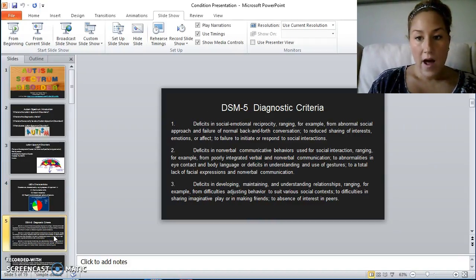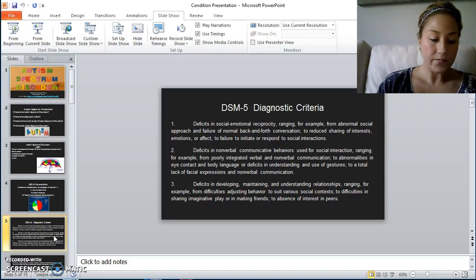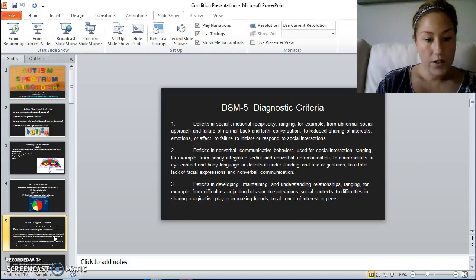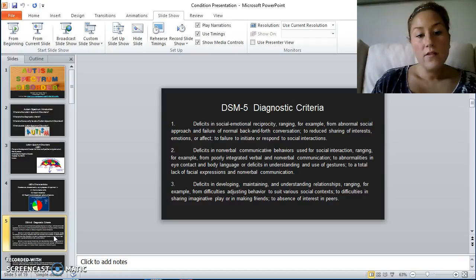According to the DSM-5, the diagnostic criteria for autism spectrum disorder give a number of different reasons. Basically, for the social emotional part, they have an abnormal social approach, a failure of normal back and forth conversation, reduced sharing of interests and emotions, or a failure to actually interact socially.